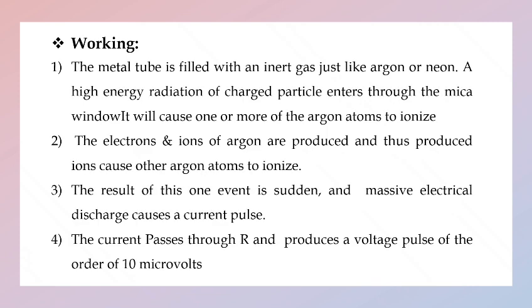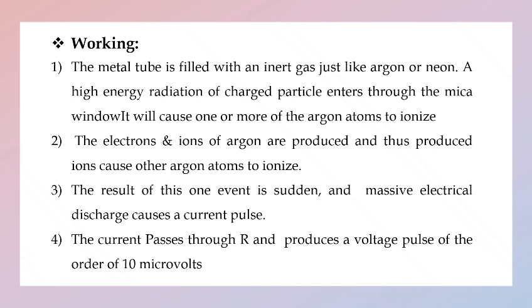Let's move forward and see the working of a GM counter. Initially, the GM counter is filled with a low pressure inert gas such as argon or neon. A small amount of quenching gas like alcohol vapor or halogen is also added. A thin wire runs along the axis of the tube and acts as the anode. And as we have seen, the metal wall of the tube acts as a cathode. A high voltage of about 400 to 900 volt is applied between the anode and cathode.